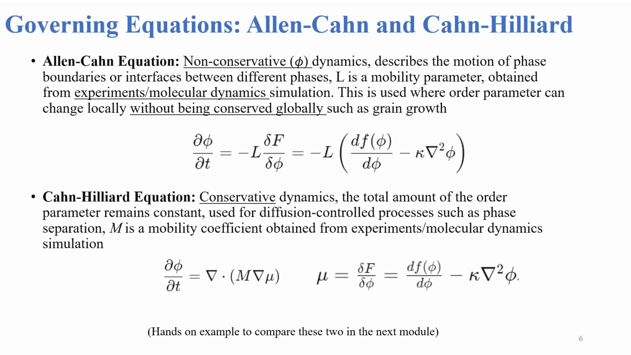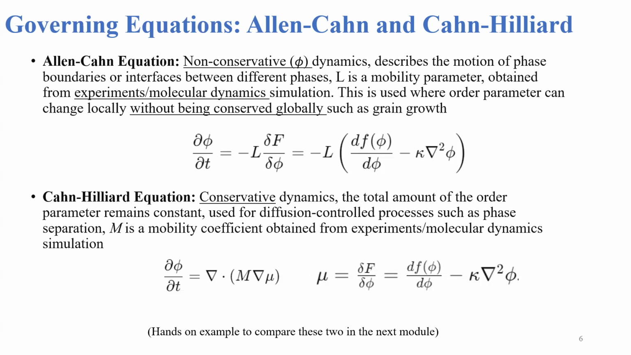When you have one small grain taking place, and this grain can keep growing and so on, in that case the order parameter may not be conserved. The equation for the Allen-Cahn equation is given below, where the rate of change of the order parameter, ∂φ/∂t, is given by the mobility parameter L and the gradient of the free energy, that is ∂F/∂φ.